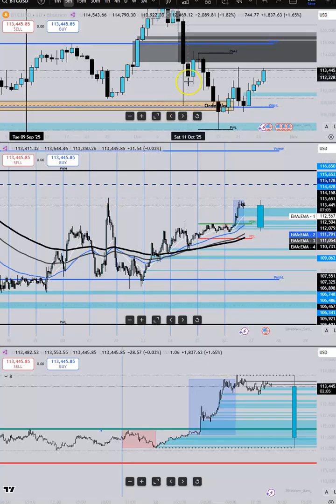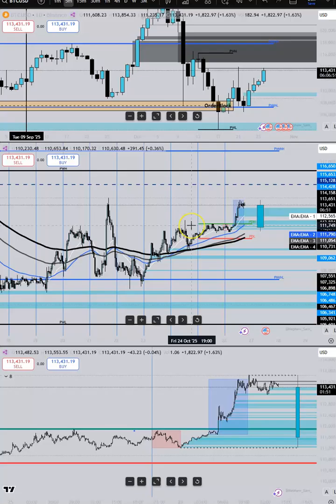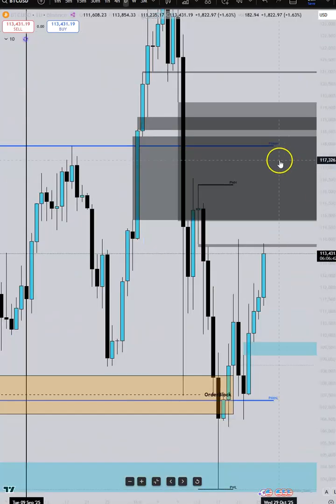So mainly I use the daily and the hourly time frame for the bias and directional trend, and the lower time frames 5, 15, and even 30 minutes for my precision entry. And in this case, I will describe the process I use. So we start with the daily time frame.